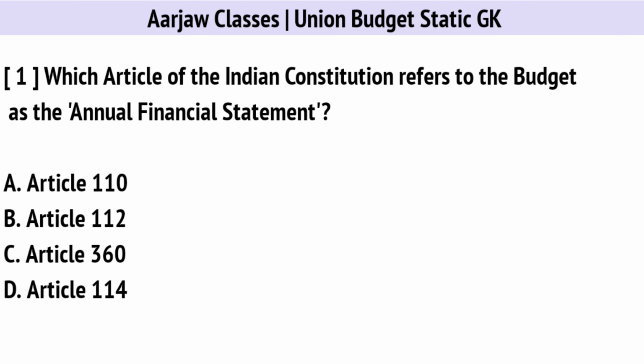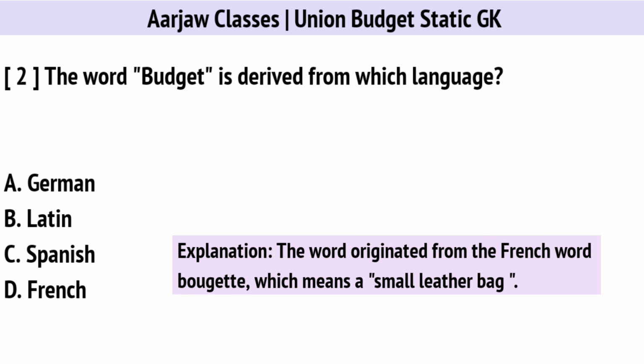Which article of the Indian Constitution refers to the budget as the annual financial statement? Correct option is B. Article 112. The word budget is derived from which language? Correct option is D. French.